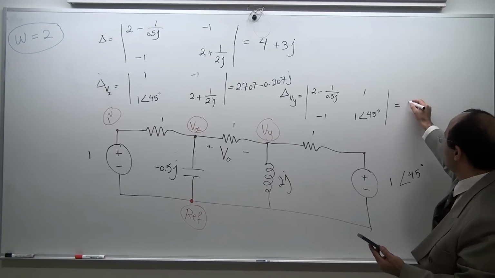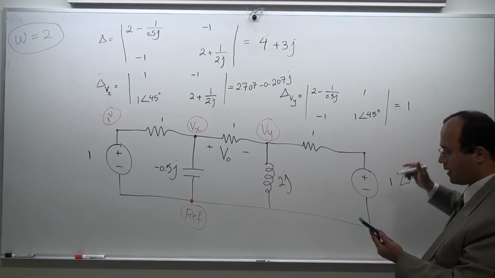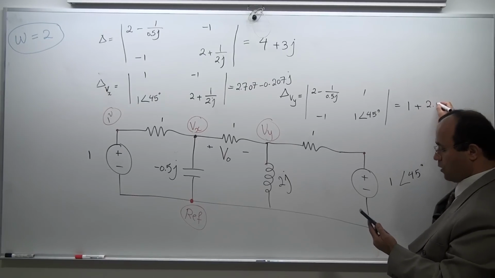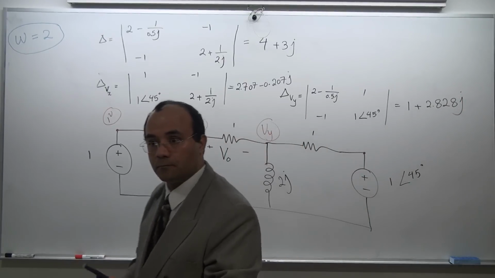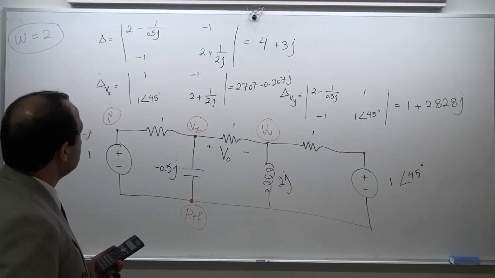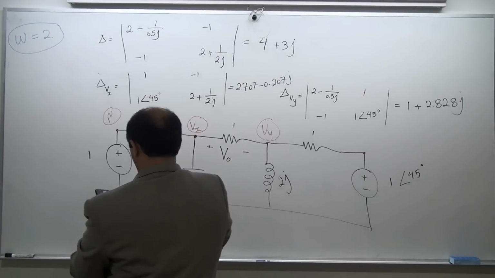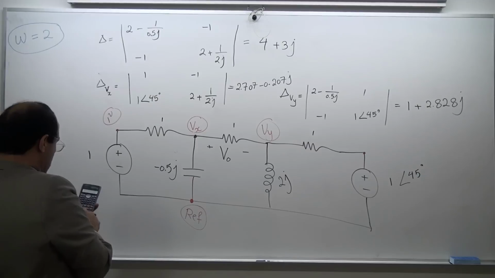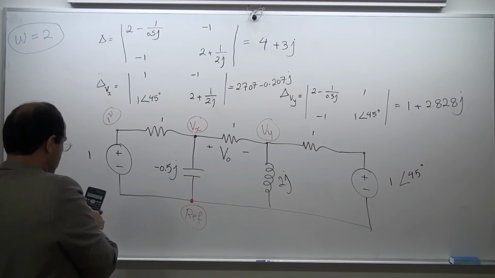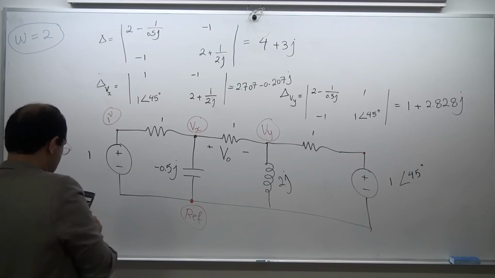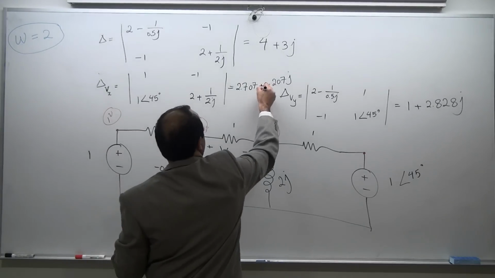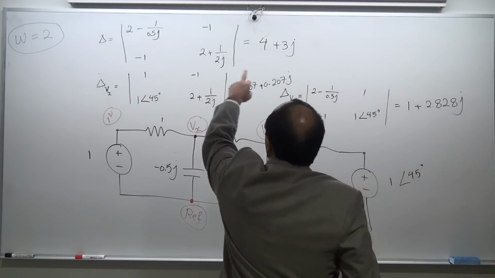So what do I get? It's going to be 1. Shift equal sign is going to be plus 2.828j. That's supposed to be plus 1.07. Okay, let me just see what the mistake is. It's going to be 2 plus 1 divided by 2j. You have minus minus, so that's plus 1 angle 45 degrees. That's right, and then this, you are absolutely right. Thank you.